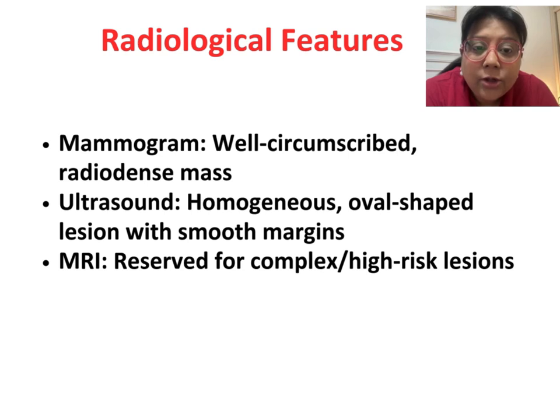Let's talk about the radiological features. On mammogram, benign breast tumors are well circumscribed radiodense masses. On ultrasound, a homogeneous oval shaped lesion with smooth margins is seen, and MRI is reserved for complex and high risk lesions.